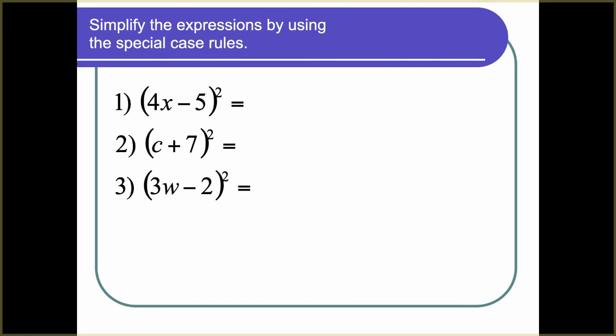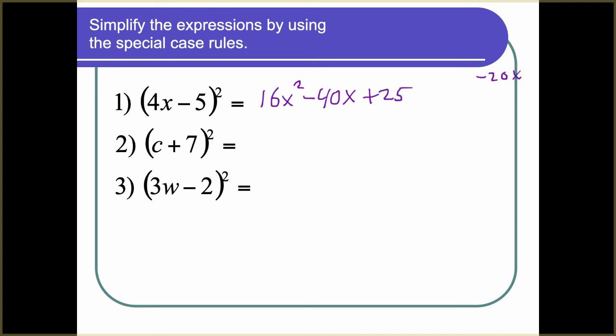If we have 4x minus 5 all squared, we have a binomial squared. We are just going to take the first term and square it. 4x squared, 4x times 4x is 16x squared. We're going to multiply the two terms together. 4x times negative 5 is negative 20x. And we are going to double it. So we have negative 20x doubled is negative 40x. We take the last term and square it. Negative 5 squared, negative 5 times negative 5 is a positive 25.